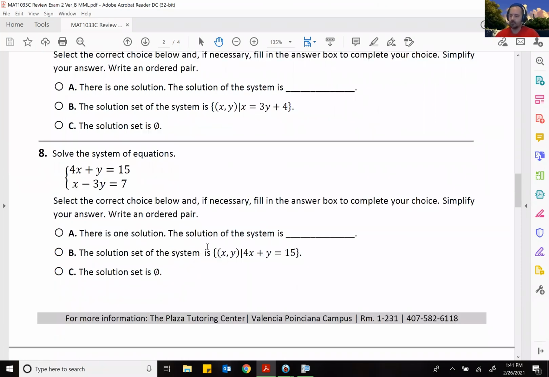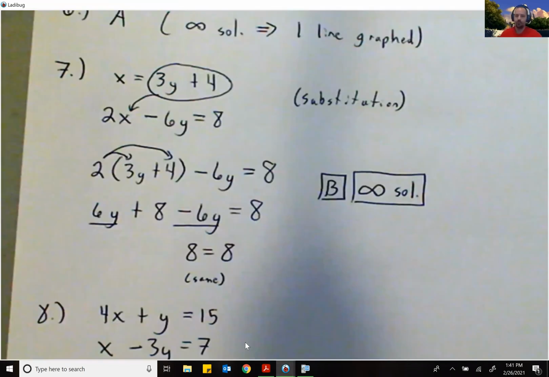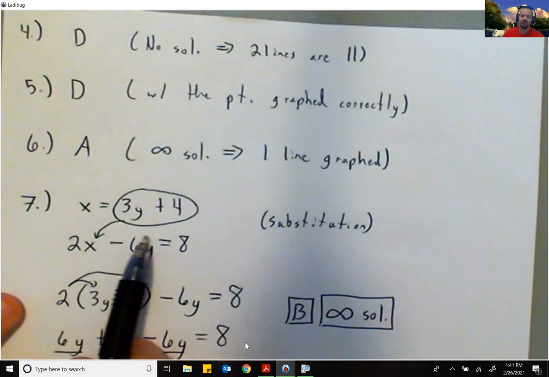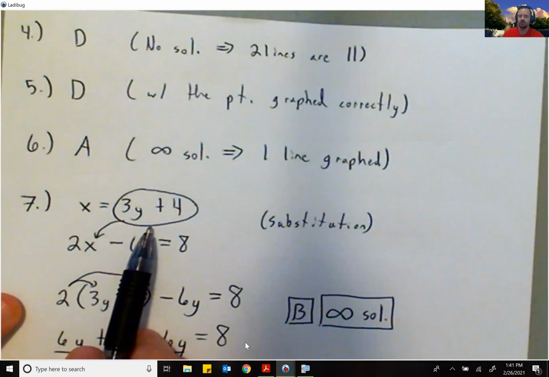All right, number 8. We've got this system of 4x plus y equal to 15 and x minus 3y equal to 7. Just to let you know, substitution is the easiest method for number 7, but you could have done elimination on this. There's nothing wrong with that. You could have done that.